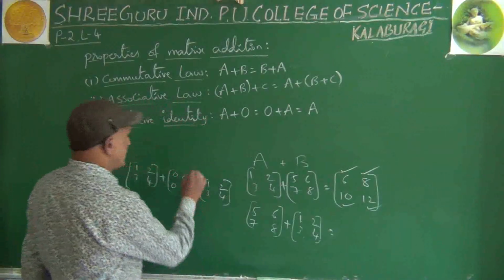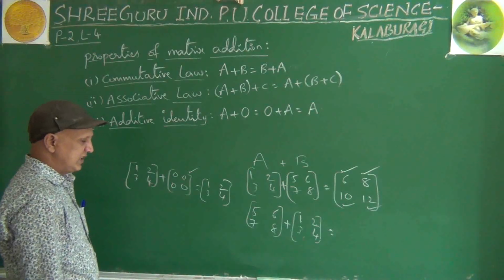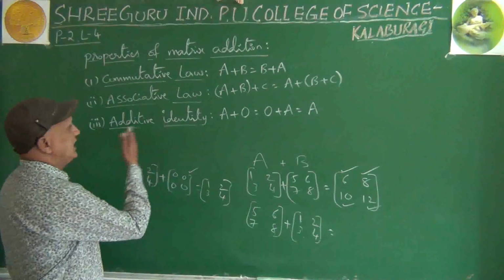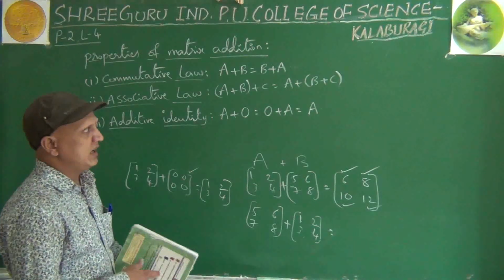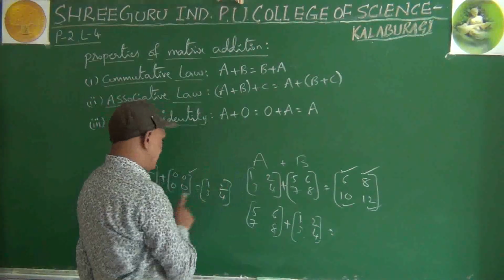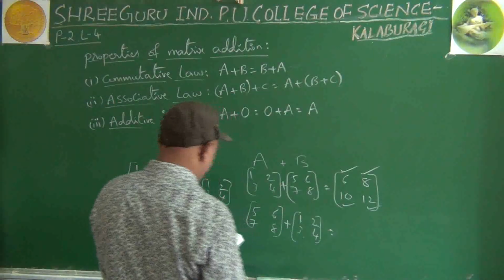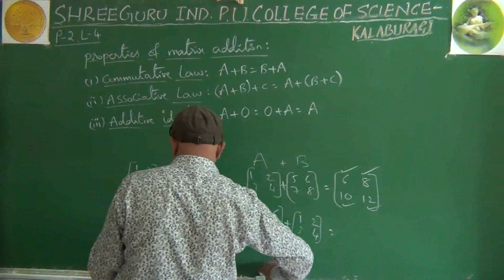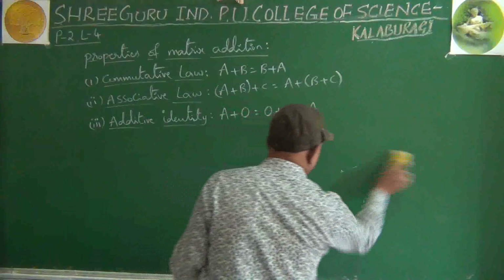Right? So this type of thing is called the additive identity. A plus O equals O plus A equals A. O means the null matrix. The null matrix is denoted by O. O is called the additive identity of the matrix. Next one.